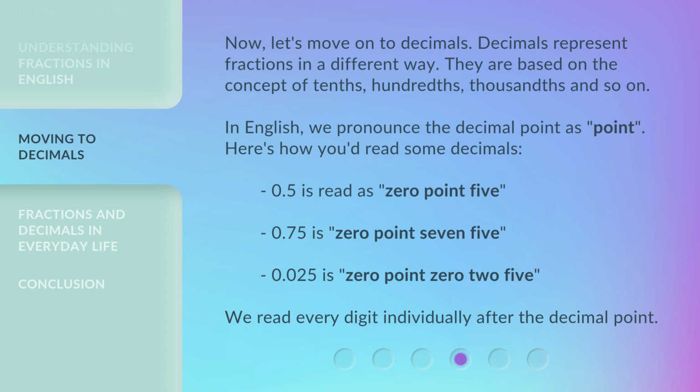0.5 is read as zero point five. 0.75 is zero point seven five. 0.025 is zero point zero two five. We read every digit individually after the decimal point.